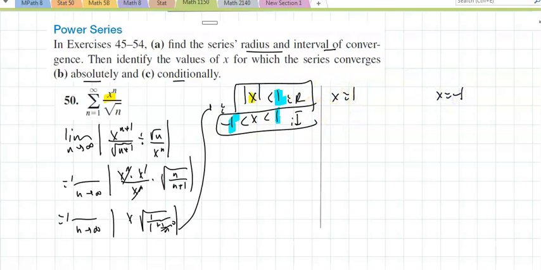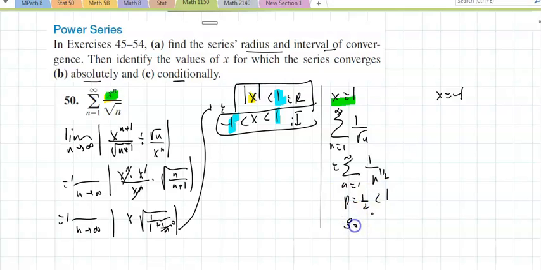If I take x and replace x by 1, that will be the series n equal 1 to infinity of 1 over radical n. This is the series n equal 1 to infinity of 1 over n to the 1/2. P equal 1/2 is less than 1, therefore diverge.